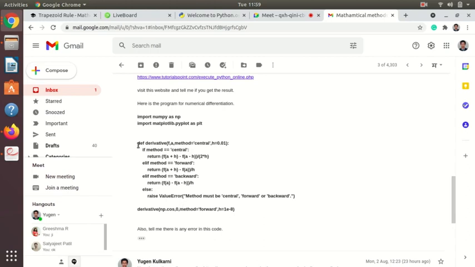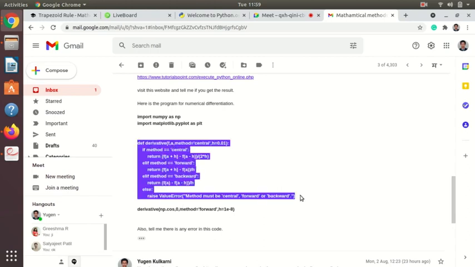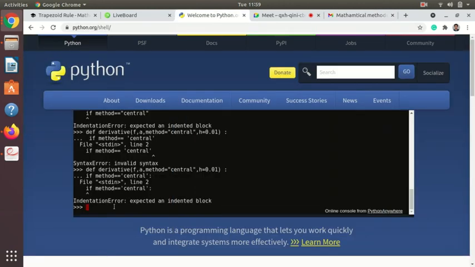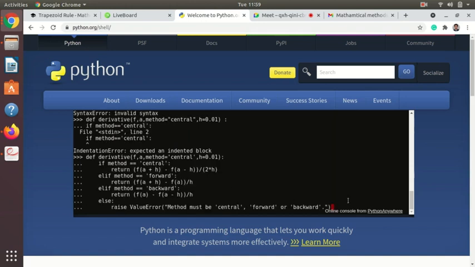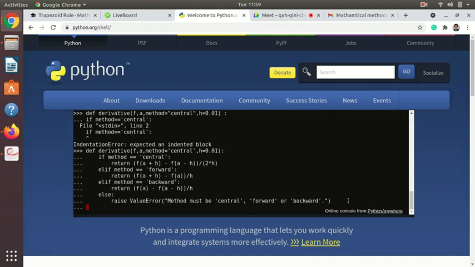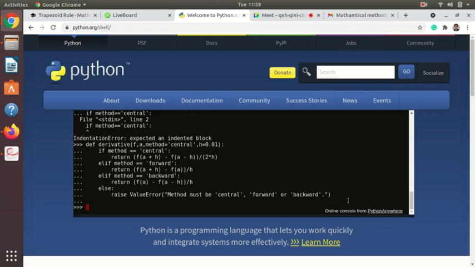Okay, so I will copy this. I hope this will run. I will just paste it here. Now enter. Okay, now it has come out of the loop.